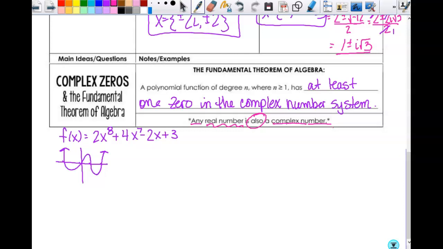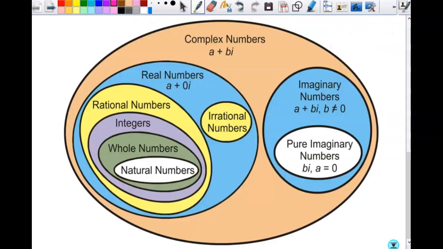So here is a Venn diagram of your number system, okay? The big brown oval there says complex numbers. That's pretty much all the numbers you know. And they're in the form a plus bi, right? Like 2 plus 3i. So we have imaginary numbers over here, a plus bi, that 2 plus 3i, like the ones we just found. Pure imaginary numbers is where it would just be like 2i. It doesn't have the other part in front of it.